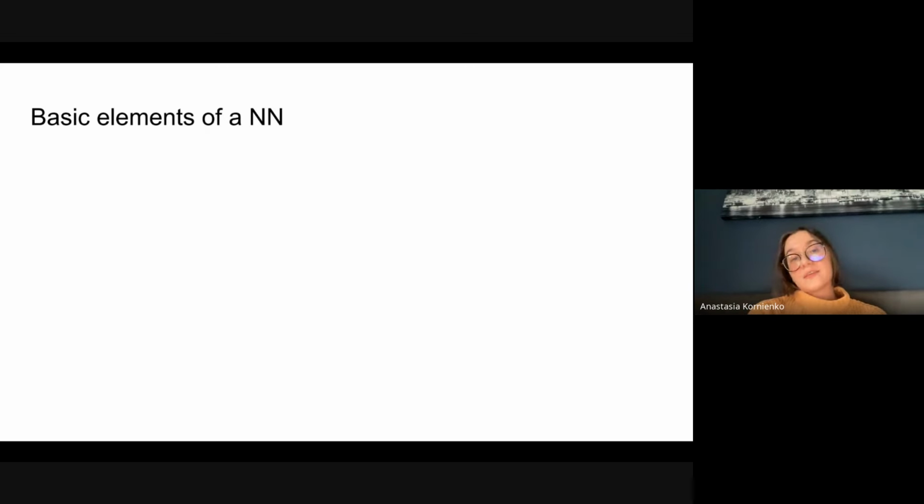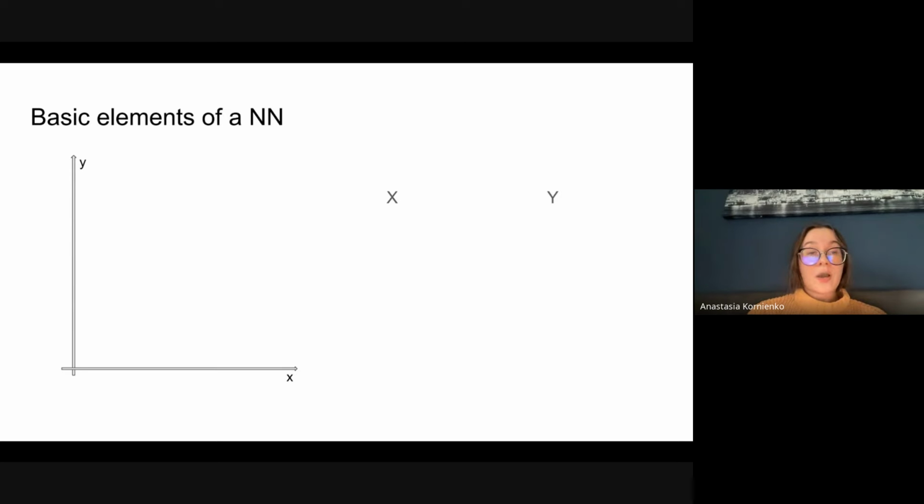Let's define basic elements of a neural network. Let's start with X. X here represents data. It's not just data, but feature data. It's some features that data may have. For example, if we talk about houses, it can be price, location, etc. Then we have output, Y. The output can be very different. It depends on the purpose of the neural network.